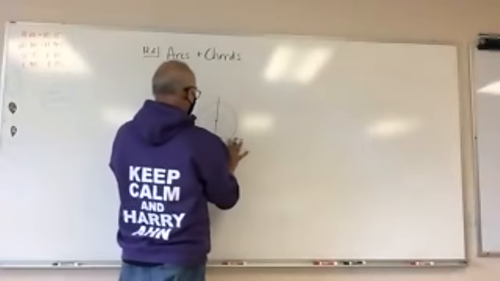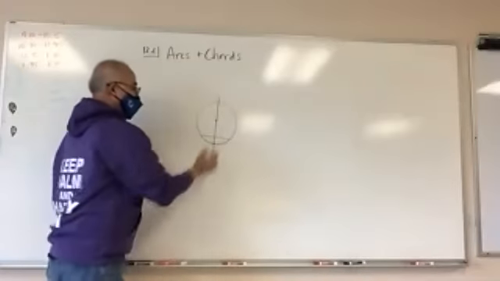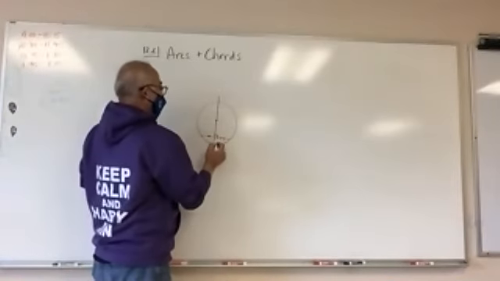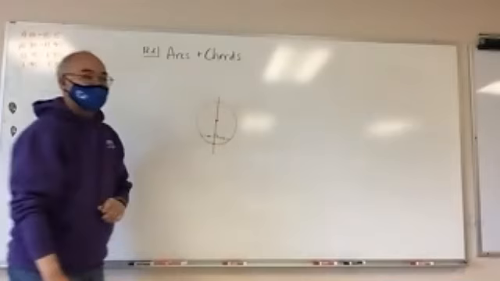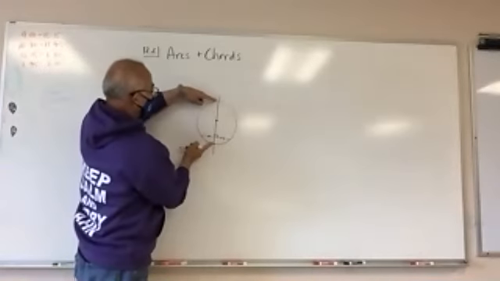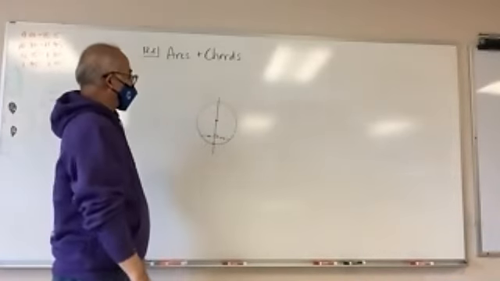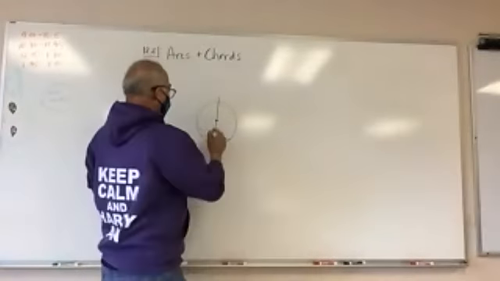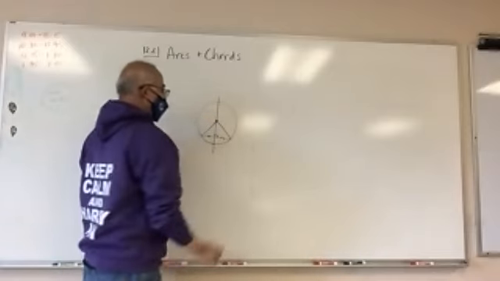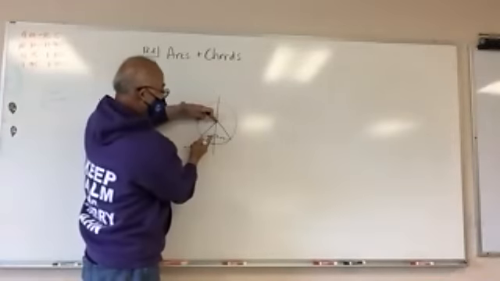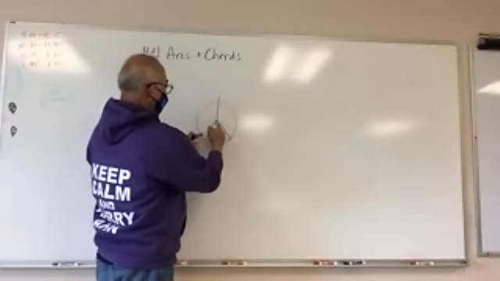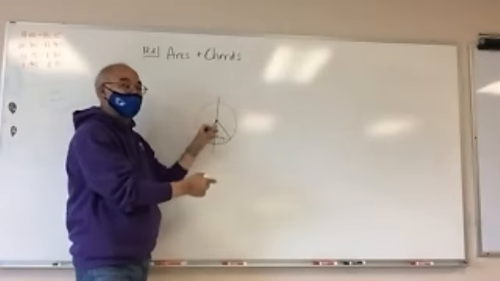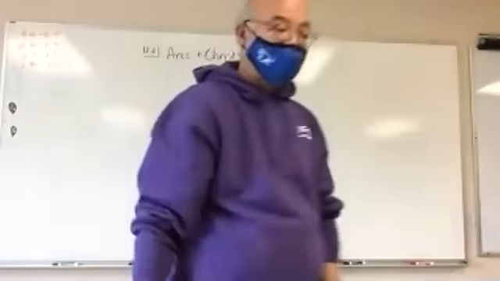So if I have a chord that looks like this and it bisects this and it's 90 degrees, it has to go through the center and it becomes either the radius or the diameter, is what it's saying. And the reason is because it shares this. This squared plus this squared is that, this squared plus this squared is that, and they are both the radii, right? They're the same radius, so it has to be bisected like that.